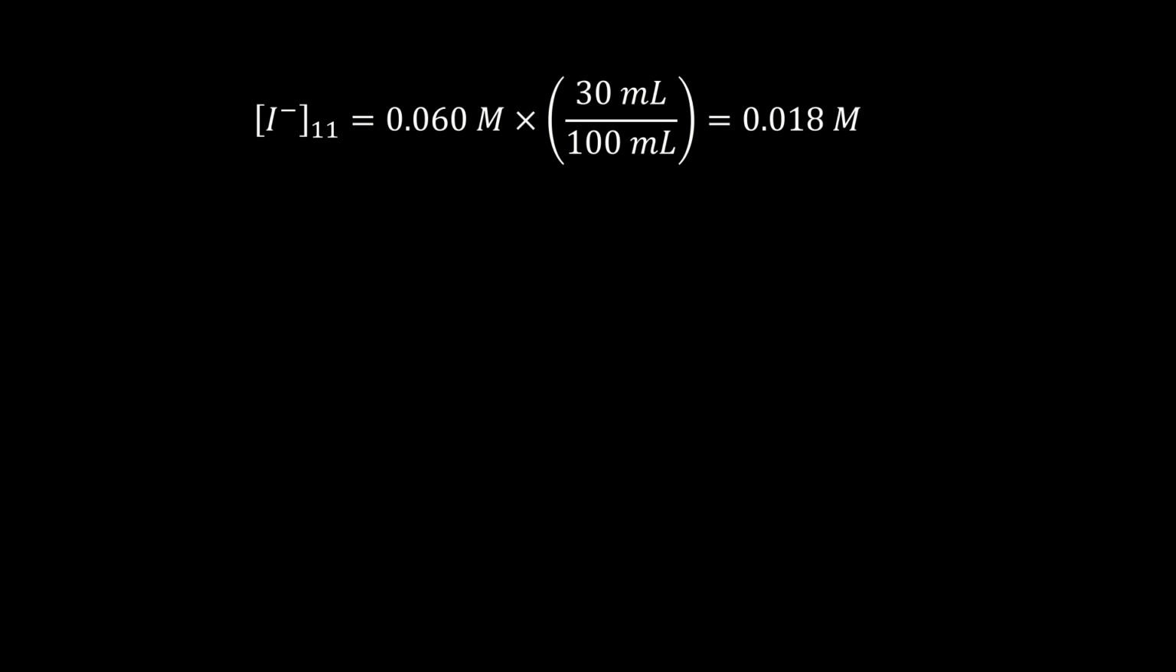Again, this is based on whether your stock solutions or the volumes you're adding are at 0.06 molar for hydrogen peroxide and/or I minus. If you're working in a lab where the concentrations are different, then you would plug in those values as the initial concentration.